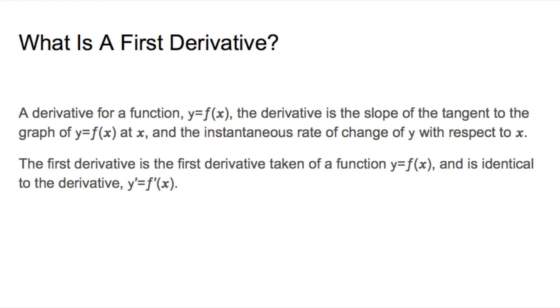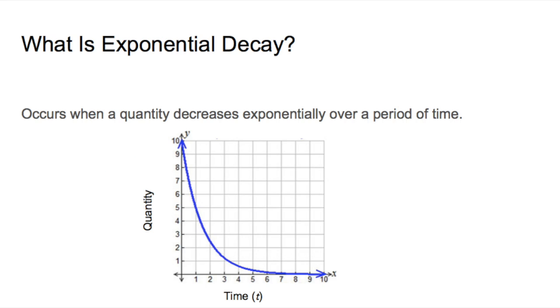A derivative for a function y equals f of x is the slope of the tangent to the graph of y equals f of x, and an instantaneous rate of change of y with respect to x. Therefore, the first derivative of a function y equals f of x is identical to the derivative y prime equals f prime of x. Exponential decay occurs when a quantity decreases exponentially over a period of time.